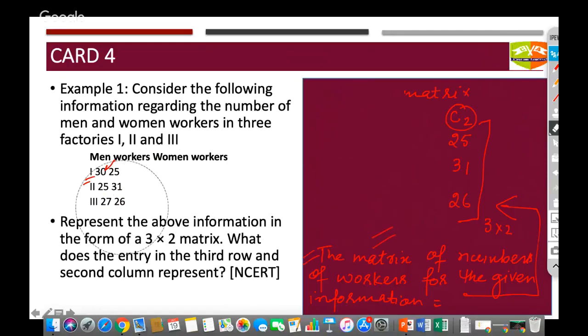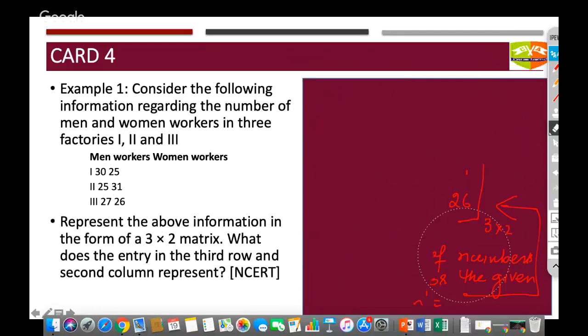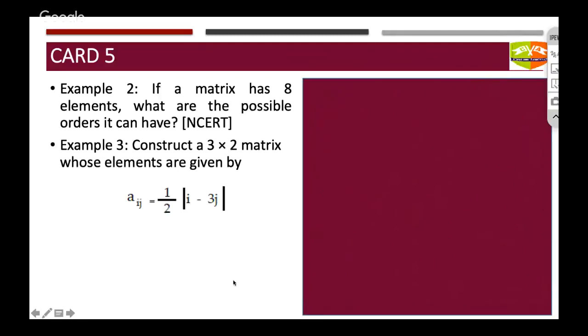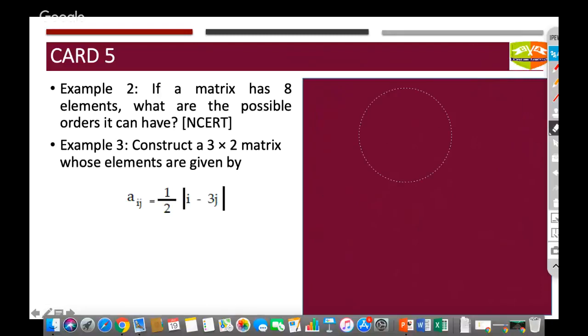Now let me move to another topic, and there are also one or two questions over here. What I'm trying to do is give you a question. If a matrix has 8 elements, what are the possible orders it can have?